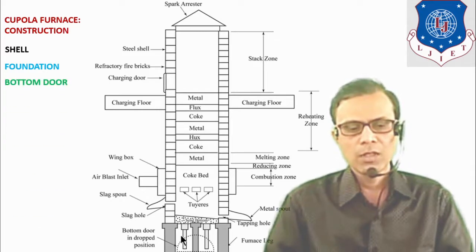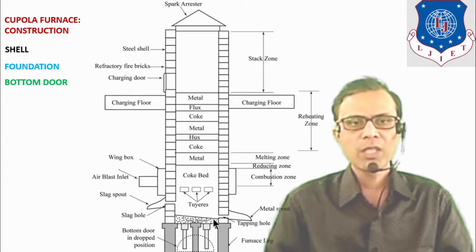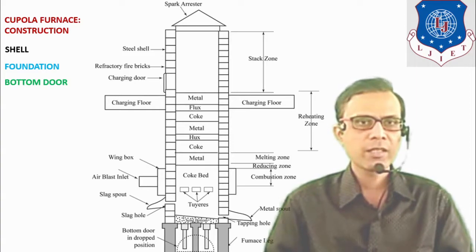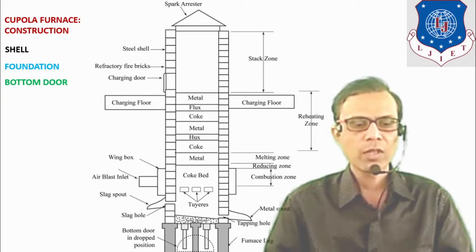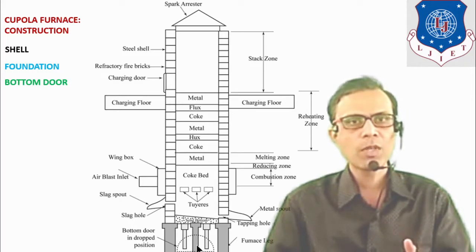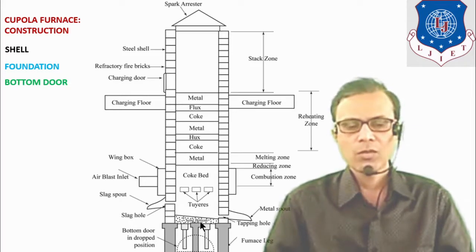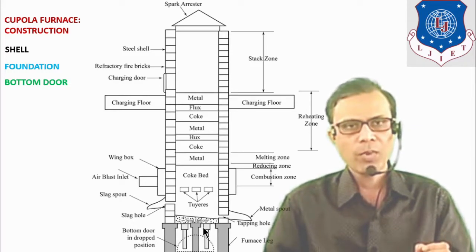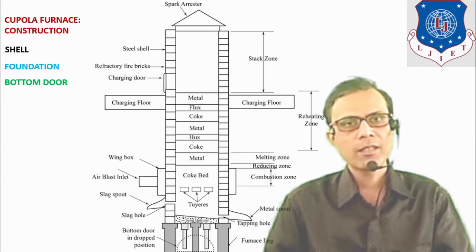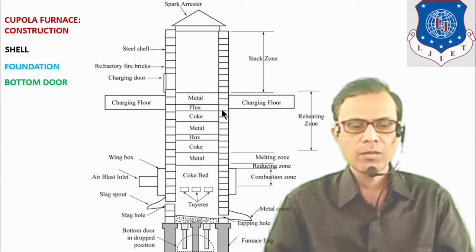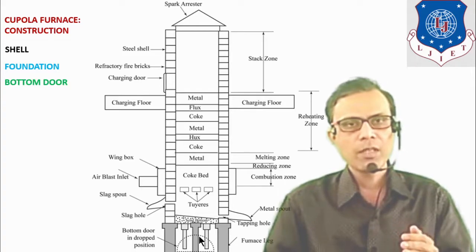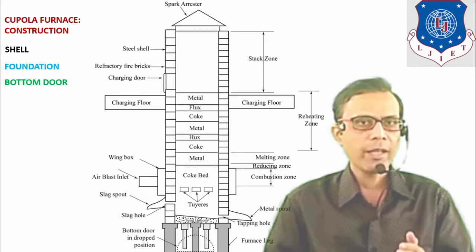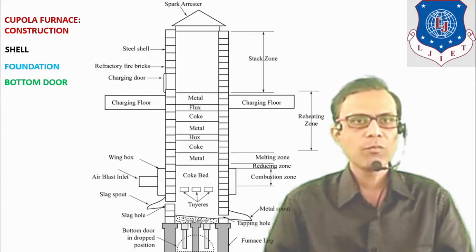Bottom door: the bottom part of this furnace is closed by this bottom door, but it is flexible in the sense that we can open this door and it may be of drop down type. So when the operation of melting is completed, this door can be dropped down and we can obtain the molten metal.